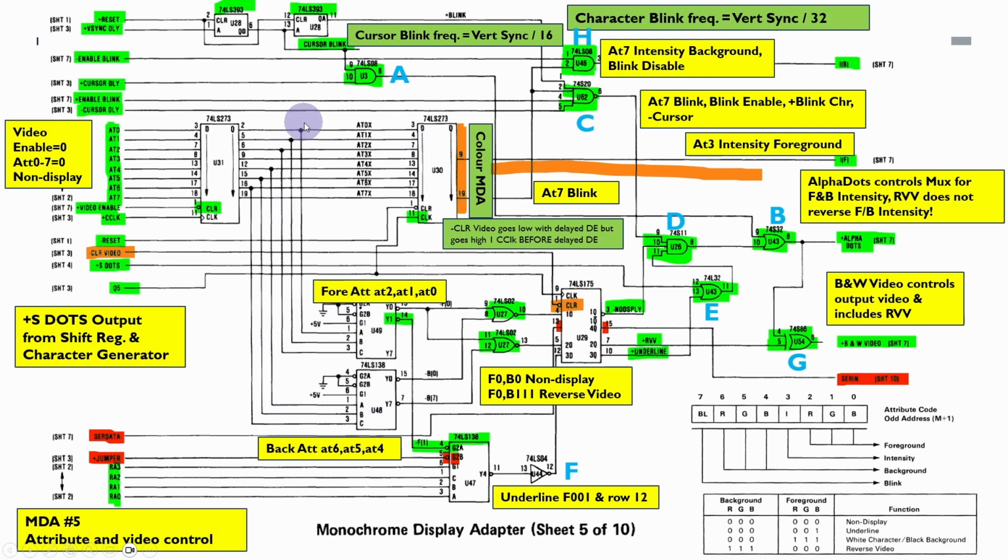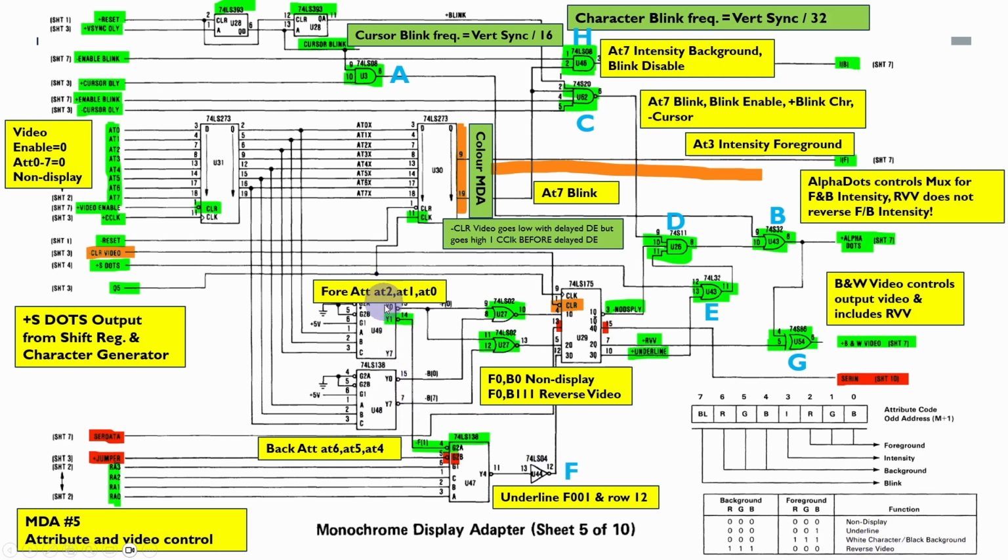At the moment, if the 3 foreground bits are 0, then we get an output here, and if they're equal to 1, then we get an output here. Now what we can see here is 000 is non-display, 001 is underline, and 111 gives us a white character on a black background. But if we have 000 and 111 as the background, then we get reverse video.